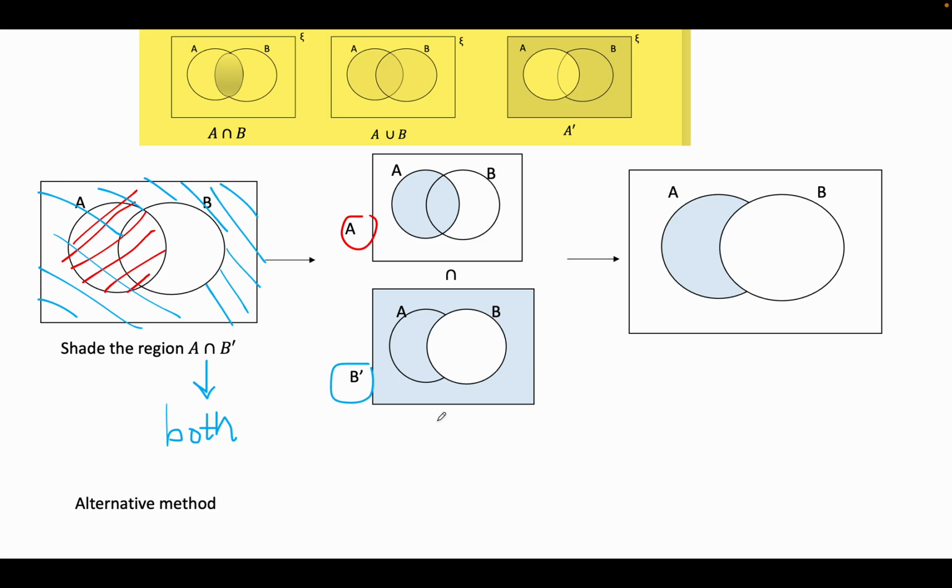And you can see the answer is here, because in this section, in the original image where we did the working out, we have got both red and blue in this section. Therefore, that is the answer. That is A intersection not B.